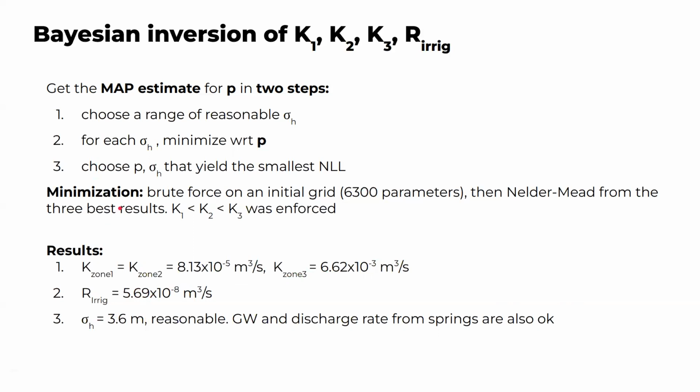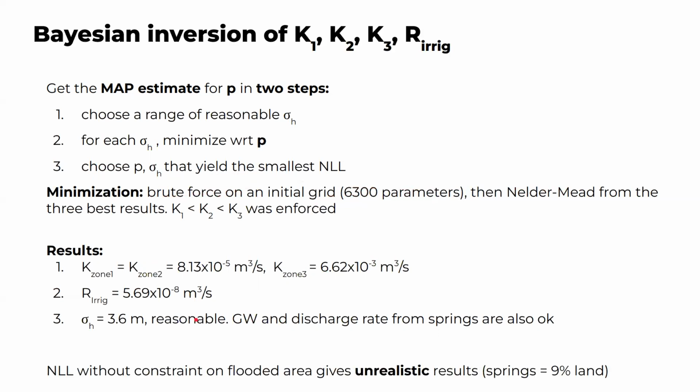We don't do anything fancy. Using gradient-based optimization with MODFLOW is tricky because there are a lot of things that are out of our control, and you will stagnate in endless roaming around local minima. So what we do is a brute force on an initial grid. We compute 6,300 parameter sets, evaluate the NLL there, take the best 3 results, and then do derivative-free minimization, the Nelder-Mead minimization, starting from those 3 results. This is what we get, and we're happy enough.